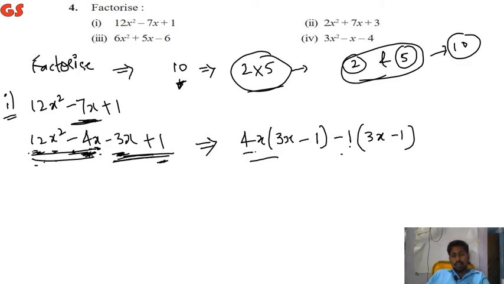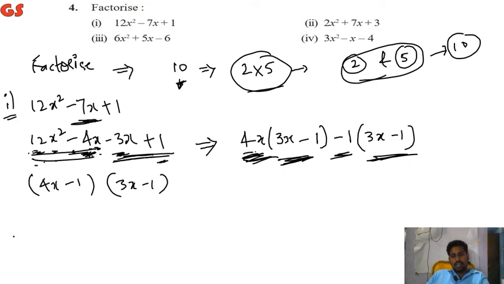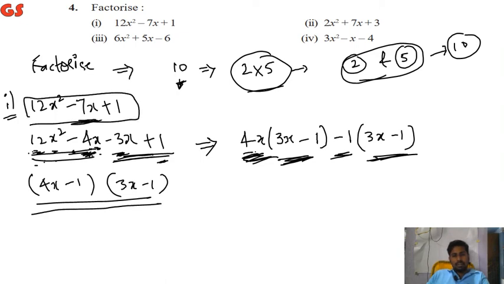Now just write 4x minus 1, and the common factor is 3x minus 1 and 3x minus 1, so you write 3x minus 1 once. So these are the factors of this polynomial. So 4x minus 1 and 3x minus 1 are the factors of 12x square minus 7x plus 1.